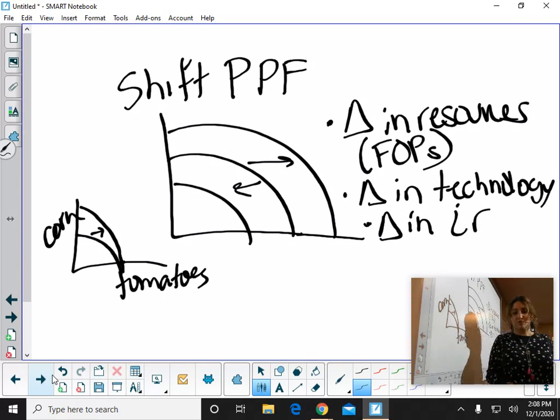Because a change of interest rates could affect how much land you can buy with the loan that you're taking out. So, you know, demand does not change production. But if you have something that affects the supply, the production level, then that is going to affect our PPF curve in a positive direction, more production, or a leftward direction, which is less production. And this is what shifts the curve.